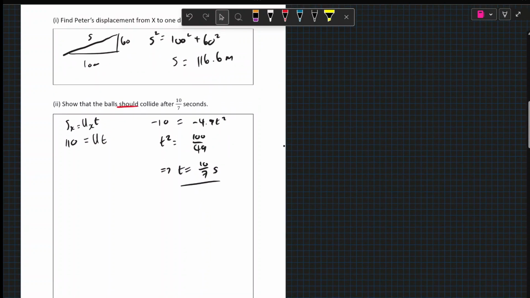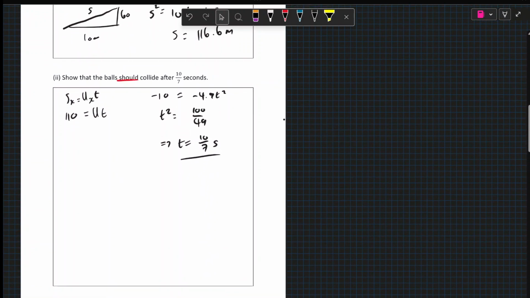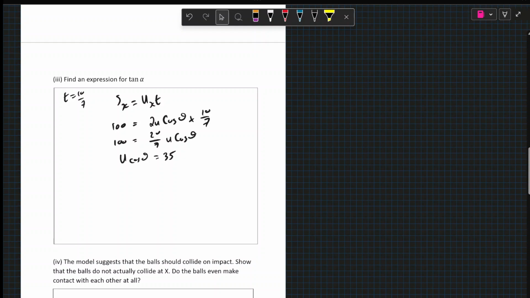So, actually, another thing we can find is the value of U, which we have up here. So, we know that 110 has to be U times 10 over 7. So that implies that U is 77 meters per second. So we can use that to our advantage. So we get 77, I should say, from that is 35. So cos of theta is 35 over 77.